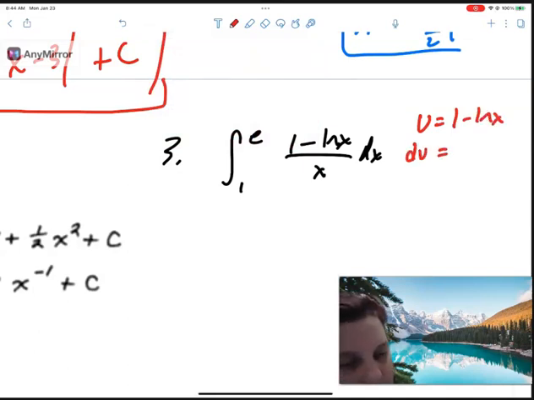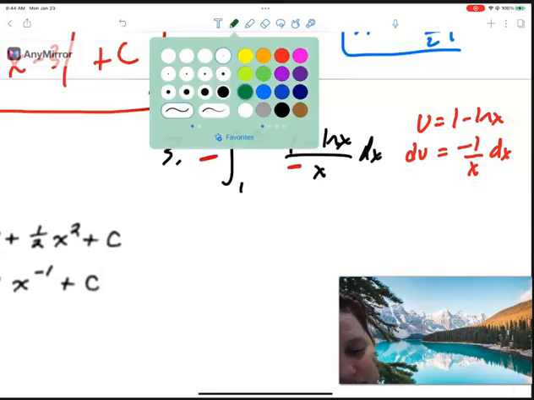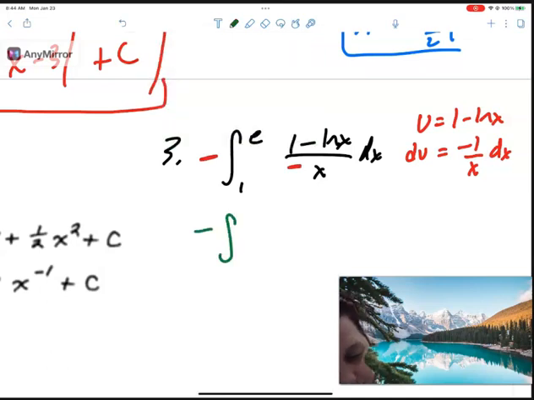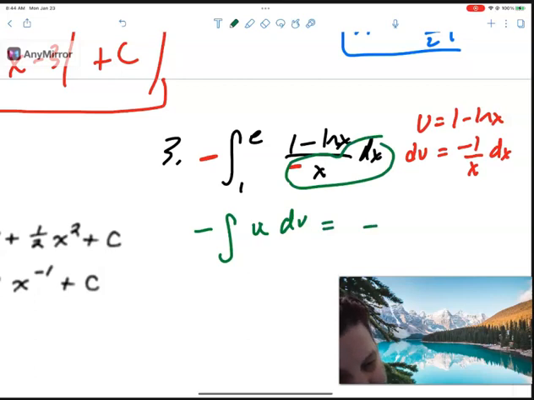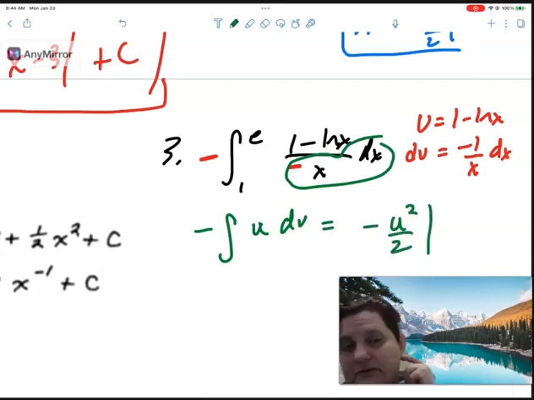I can, because the 1 will go away, and the derivative of negative ln x is negative 1 over x dx. So I just have to have a negative there, which means there's a negative on the outside. So then it's just negative u, and then all of that turns into du. So this becomes negative u squared over 2.